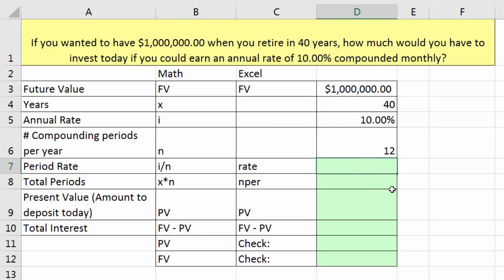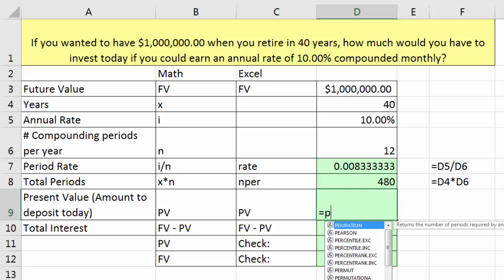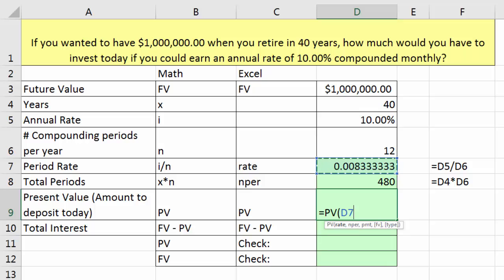All right, so we're going to calculate our period rate equals, there's the 10%, divided by our 12 periods per year and enter. Total number of periods, there's 40 years times 12 months in each year and enter. So 480 periods. The present value, that will be equals PV. The rate, that's the period rate, comma, NPER, total number of periods, comma, we're going to skip the payment. Next video, we'll get to finally use that argument. Comma. The future value, that's that $1 million we're hoping to have in 40 years. We don't need that last argument, so simply close parentheses and enter.